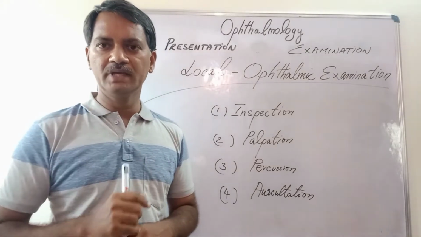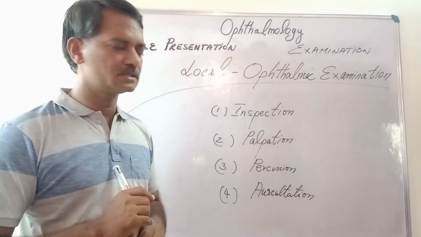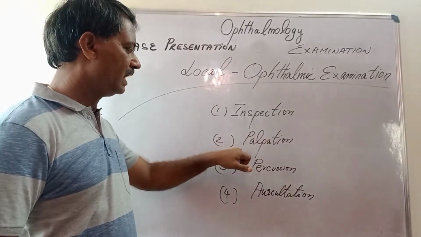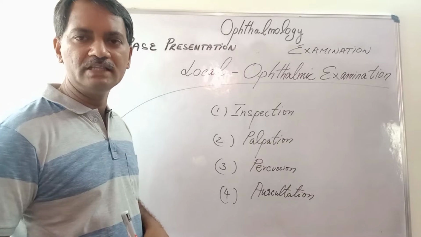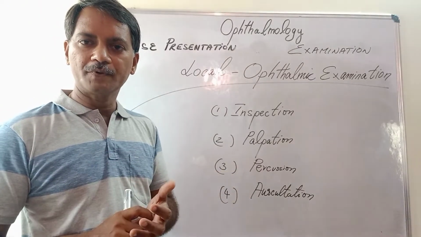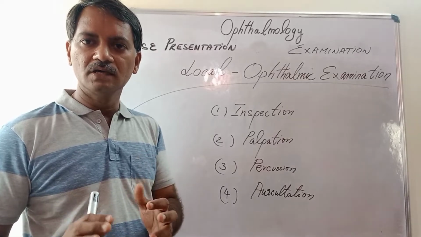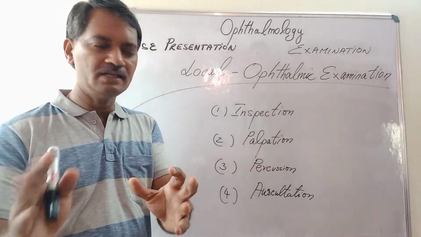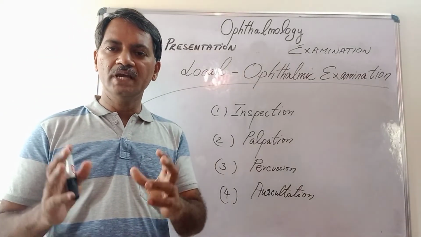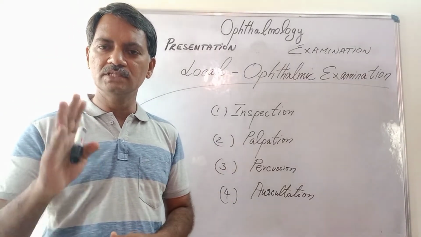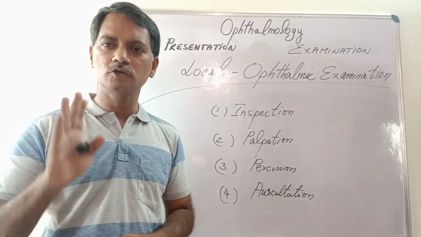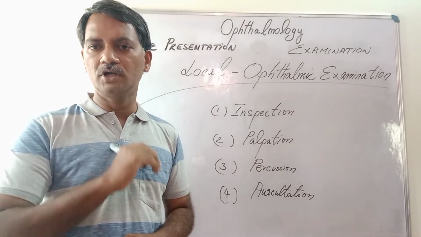The order of doing a medical examination is inspection, look at the findings; palpation, touch and feel the findings; percussion, you can tap over the structures to find out certain signs; auscultation, hear with the stethoscope to elicit certain signs. This is the order of any medical examination. This also holds good for ophthalmology.